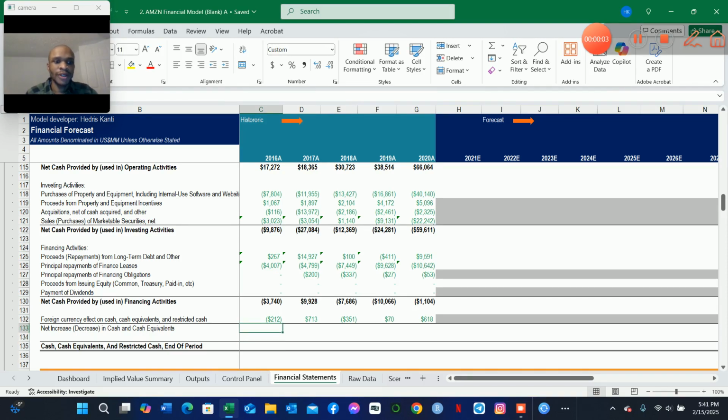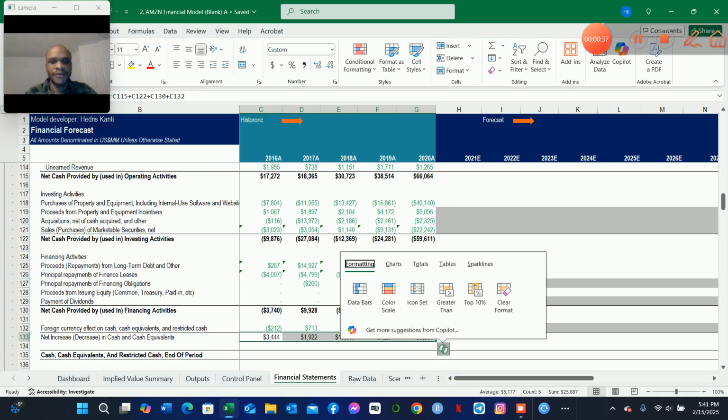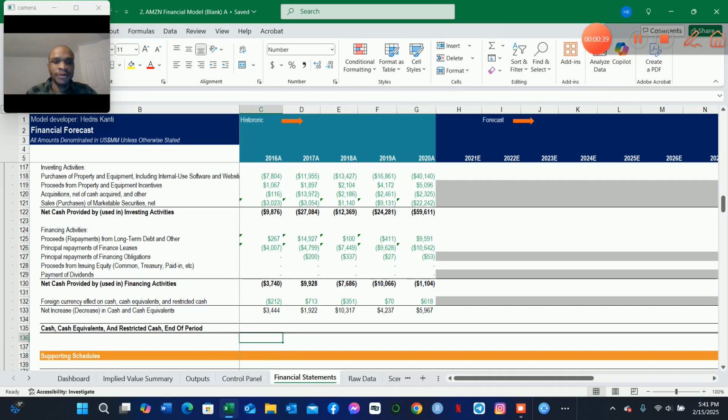So to determine the net increase or decrease in cash and cash equivalents, we take the cash provided by operating activities, then we deduct any cash that was used in investing activities, and then we also deduct cash that was used or provided in financing activities, and we also include the foreign currency effect on cash and cash equivalents and restricted cash. So we get in total the net increase or decrease in cash. We can fill right to the end of the historic period.